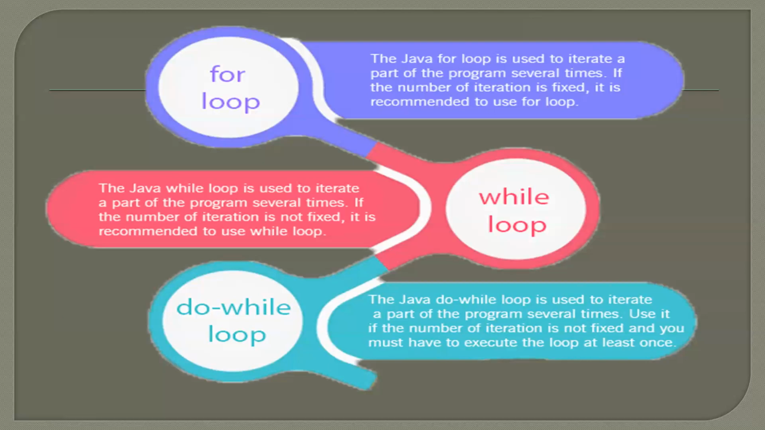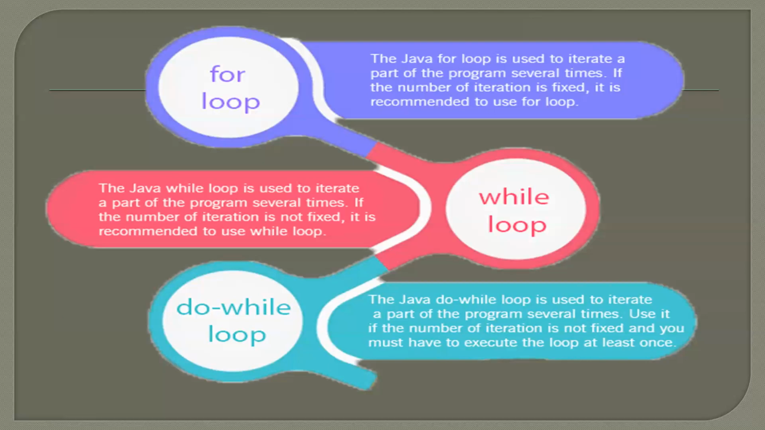So next one, while loop. The Java while loop is used to iterate a part of the program several times. The point is common in all these three, right? If the number of iterations is not fixed, it is recommended to use while loop. So we don't know how many times we want to print ECE. At that particular point of time, we can go for while loop.